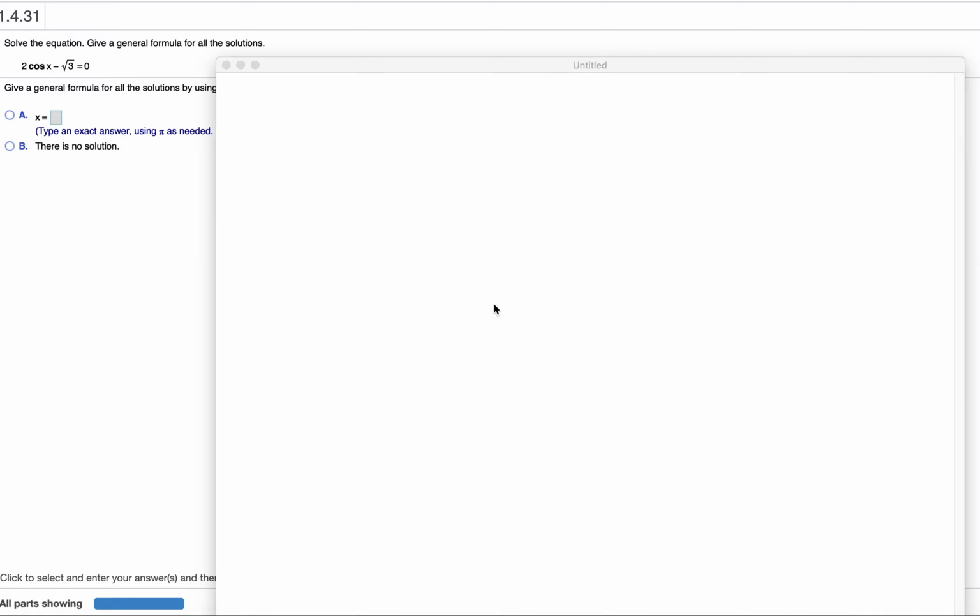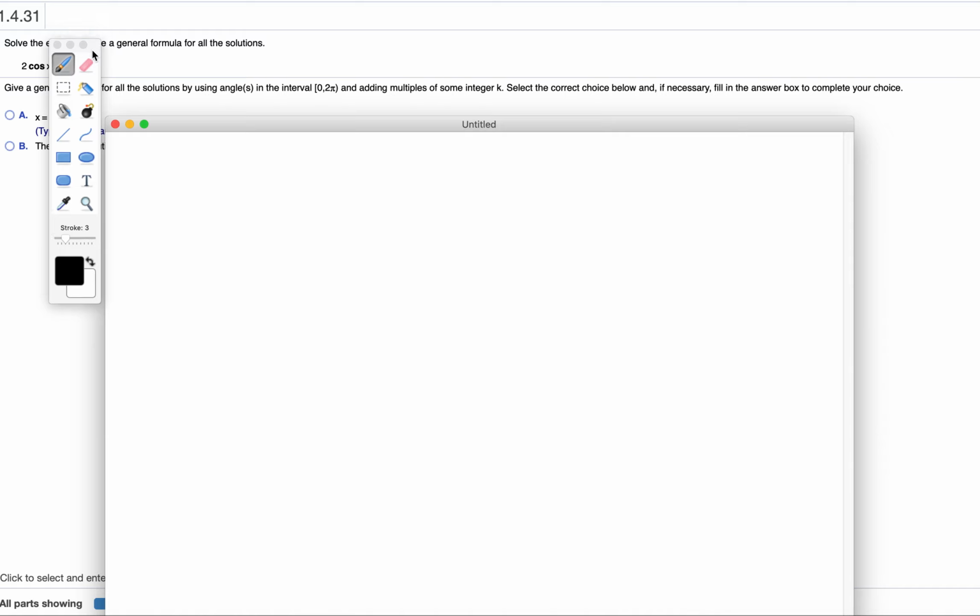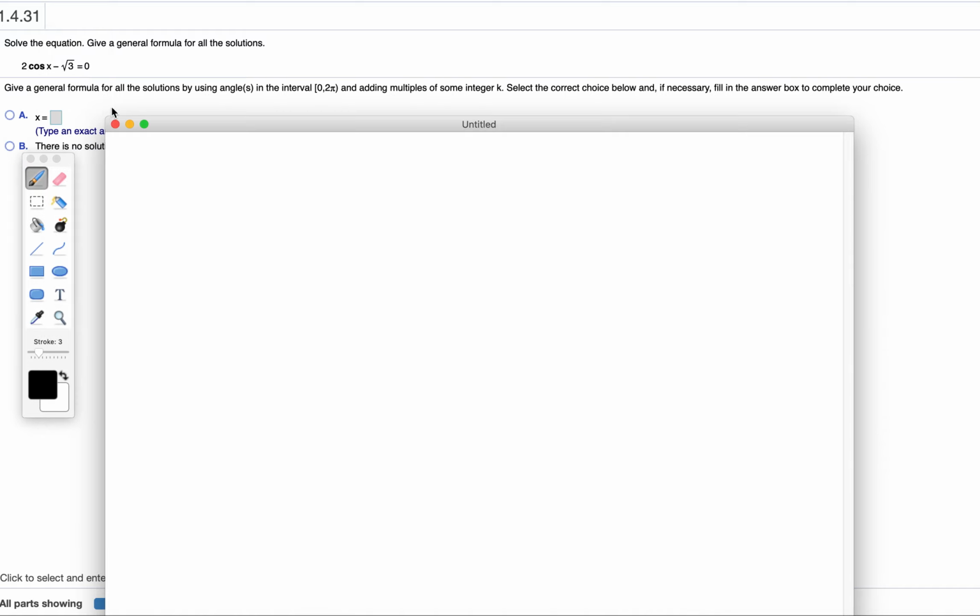We're going to do a little trig review here because it's probably been a while since we've seen most of our trigonometry. We're going to look at solving this equation and give a general formula for all solutions. If you notice, they want a specific solution on the interval of 0 to 2 pi. So I'm going to take the cosine and I'm going to take this over here.